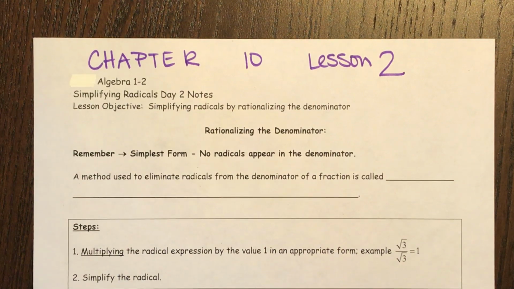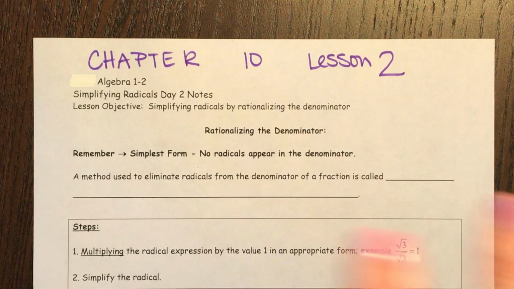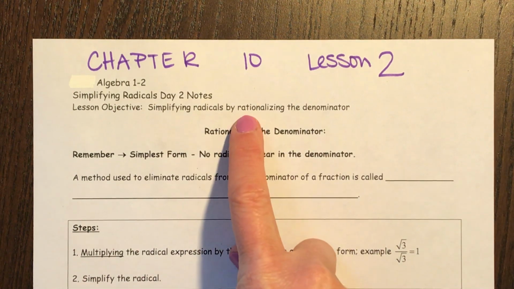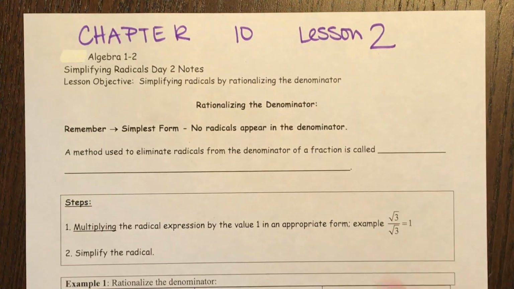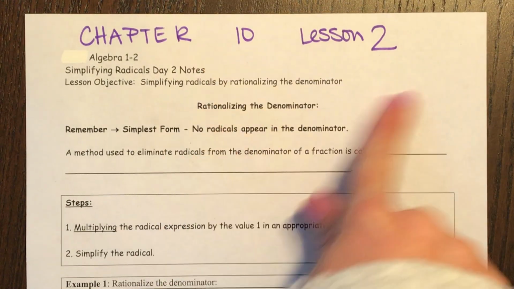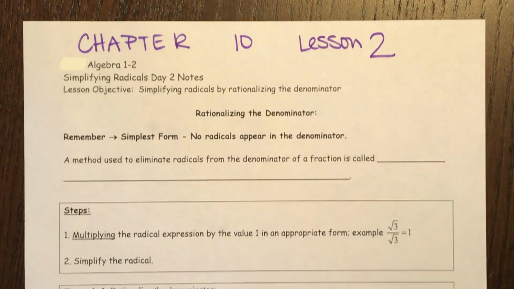This lesson is going to focus specifically on rationalizing the denominator of a fraction because the denominator has a radical in it. The process of fixing or simplifying a fraction that has a radical in the denominator is called rationalizing. This is going to be our lesson today. This is also lesson 2 from chapter 10, so if you're following along in order, this would be my second lesson.